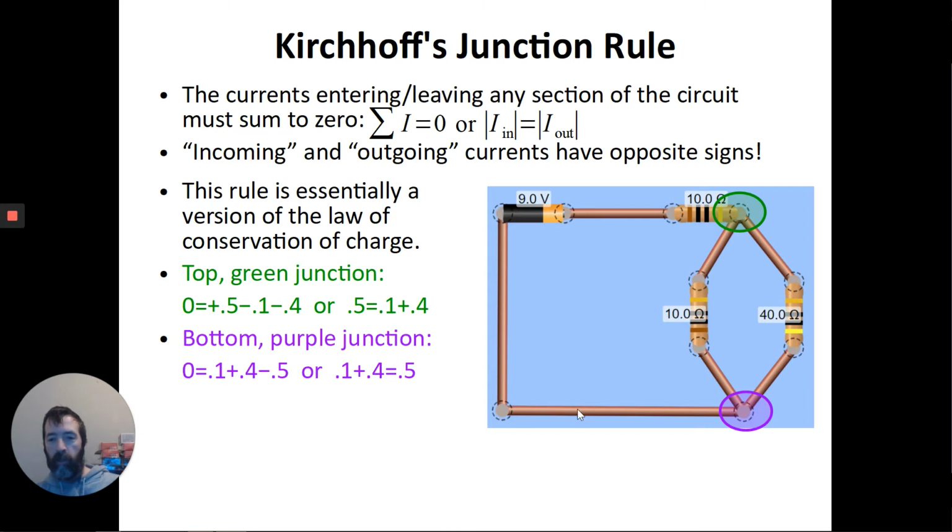I can do the same sort of thing for the bottom junction. I have two currents coming in. That's the 0.4 and the 0.1. And I have one current going out, which is the 0.5. So again, you could write it in either style. They have the same meaning.